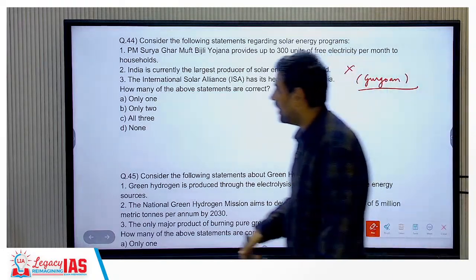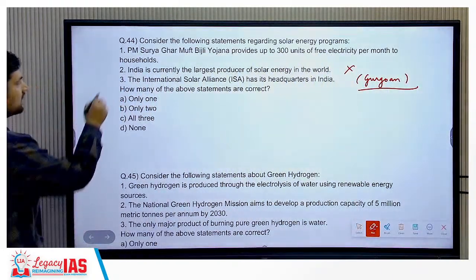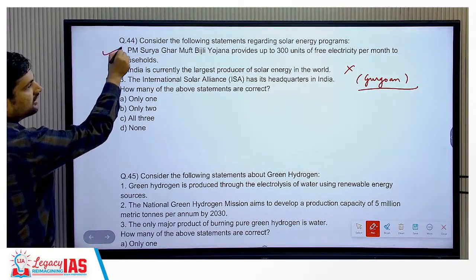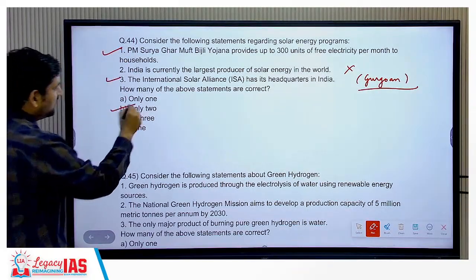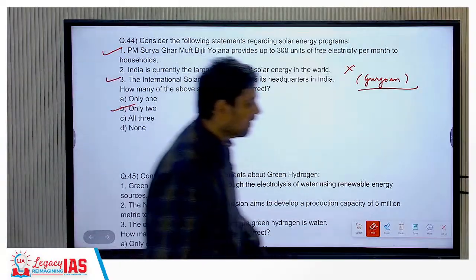In Gurgaon, okay? So this is correct. This is also correct. Answer becomes only 2. It is in Gurgaon, India.